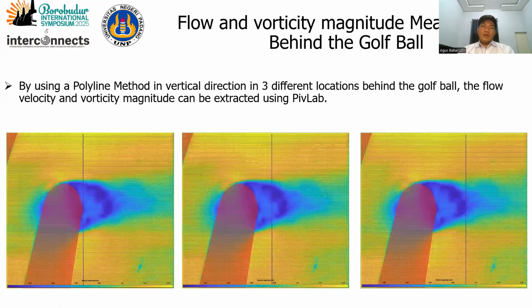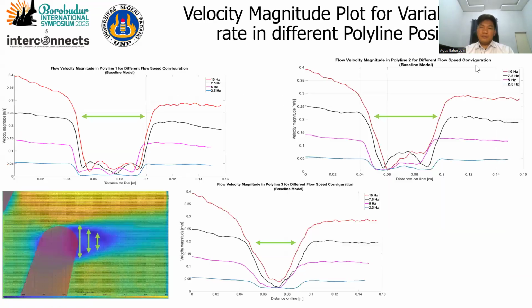And then we also try to simulate the flow and vorticity magnitude in the golf ball. Our method is by using a polyline method in a vertical direction here behind the golf ball. So the flow velocity and the vorticity magnitude can be extracted by using the PIV lab. And here, this is the velocity magnitude. As you can see, for example, in this slide, baseline model in the polyline 1, 2, and 3.